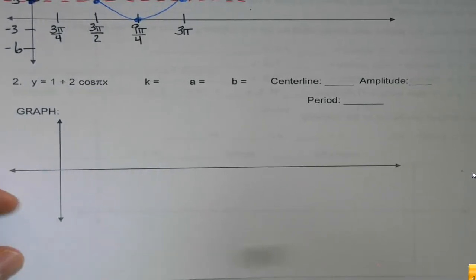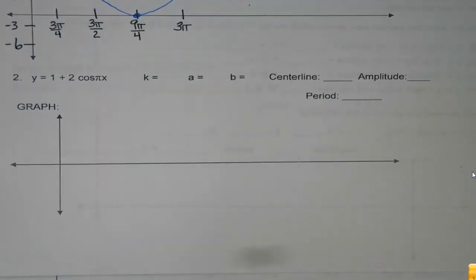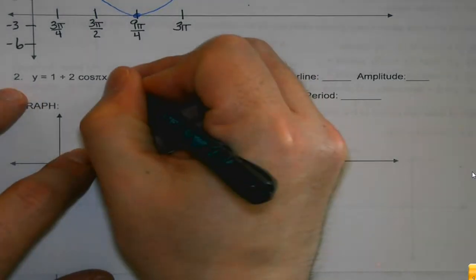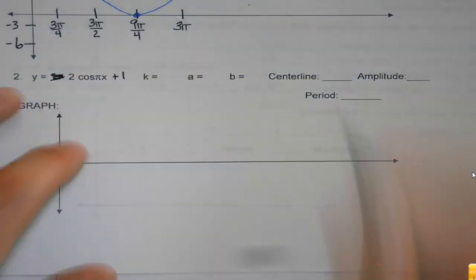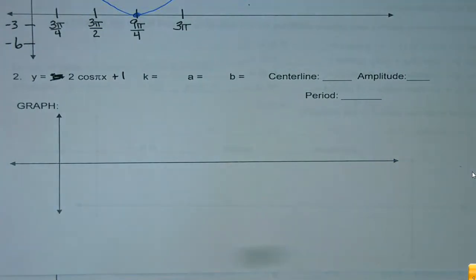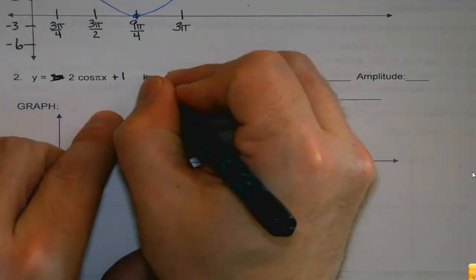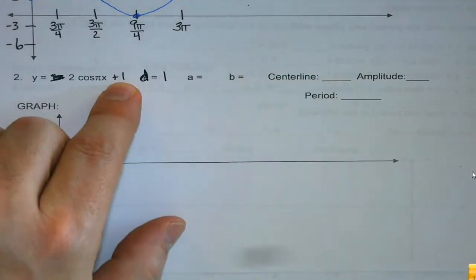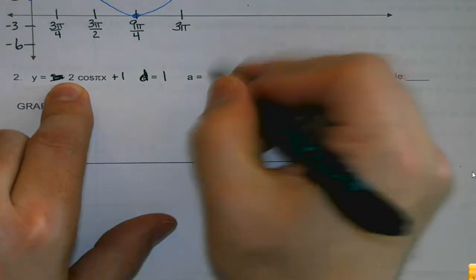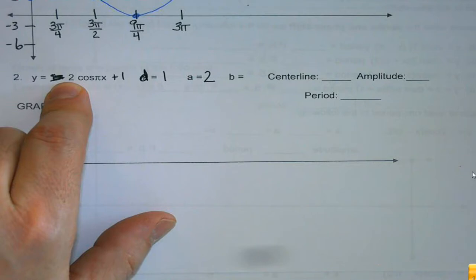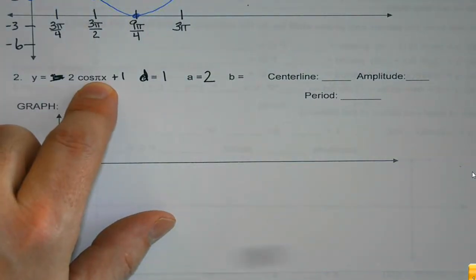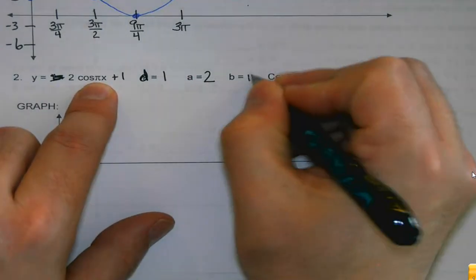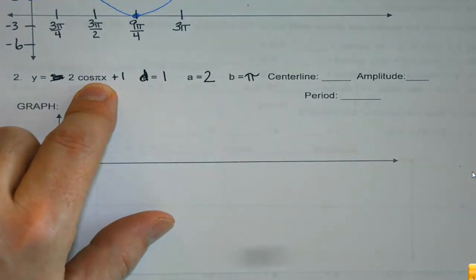Okay. So number 2, now we have a cosine we're going to deal with. And again, I'm going to move this plus and minus stuff to the other end here. My D value, my up or down shift, is 1. So everything's going to get shifted up 1. I do have an amplitude value of 2. And here's a new one. My B value is pi. Weird. Okay.